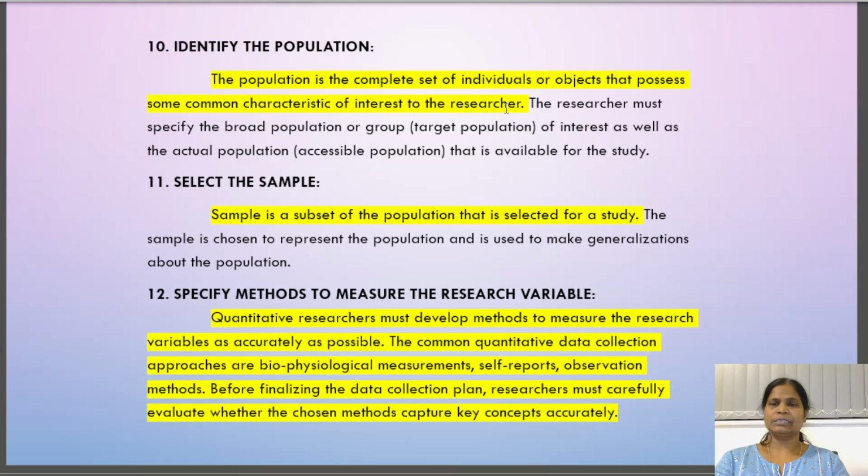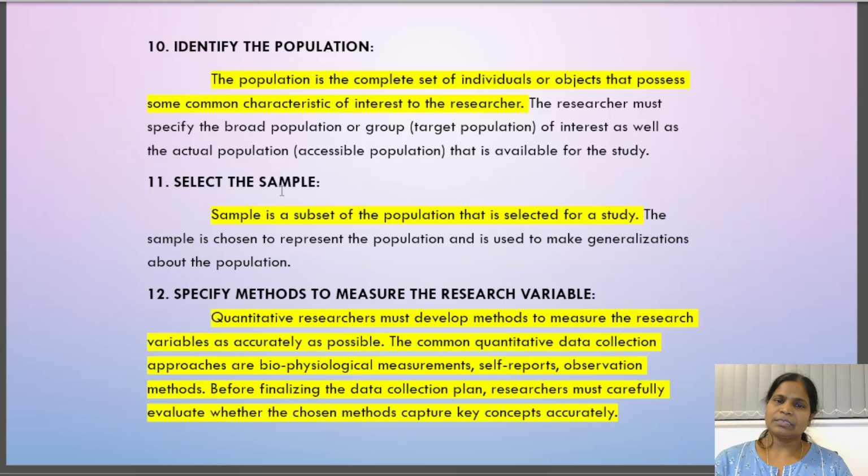From the population, we select a sample. Sample is the subset of the population that is selected for the study. This sample, whatever we choose, represents the population, and it can be used for generalization of the findings about the population. It may be adolescents, older women, men, patients suffering from certain conditions, whoever it is.